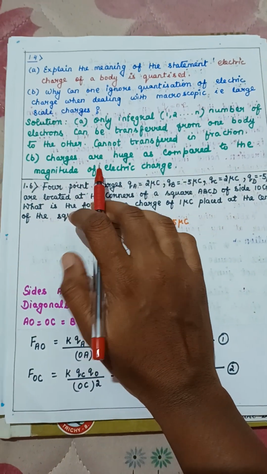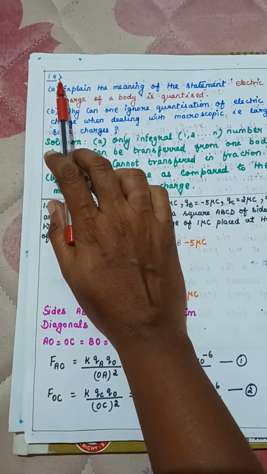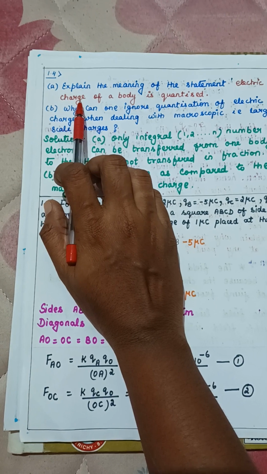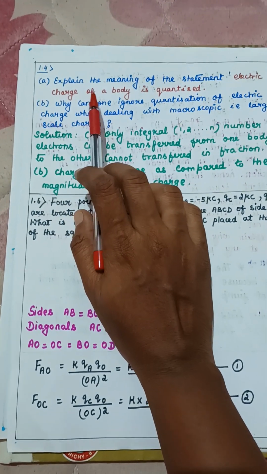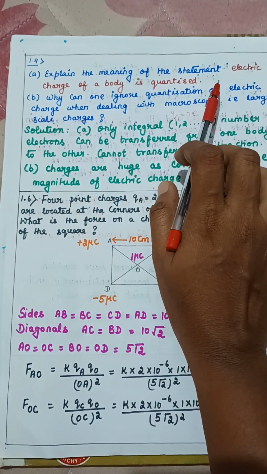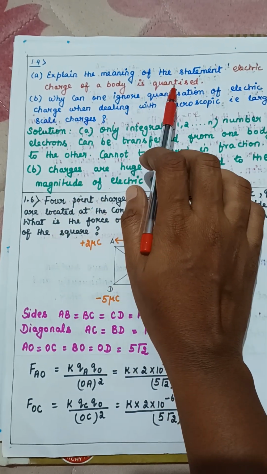Hello dear students, so today we are going to discuss problem number 1.4 of chapter 1 in Physics NCERT. Explain the meaning of the statement: electric charge of a body is quantized.